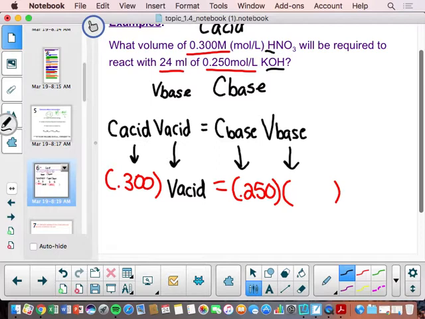What did it say on the other side about milliliters? Converted to what? Liters. We always have to convert our milliliters into liters. So how do we do that? What's 24 milliliters in liters? Do you remember how to do that? No?